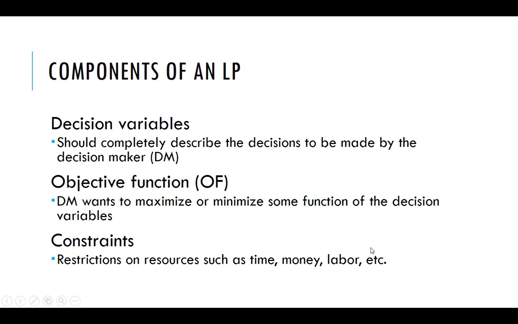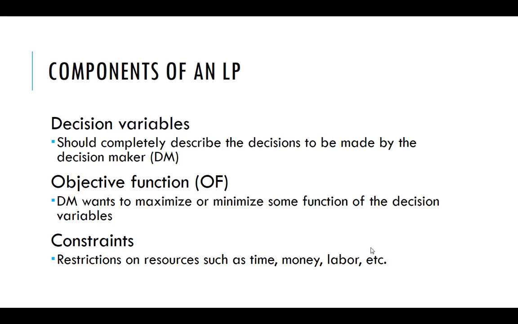Then the components of an LP: three big components. There are the decision variables, the objective function, and finally the constraints. The decision variables I like to think of as the outcome. If I'm having trouble figuring out what the decision variables should be, I often think about what I want the output or the outcome to look like. What is it I have to hand off to the decision maker so that they can make a decision? What is the recommended course of action? Those are my decision variables.